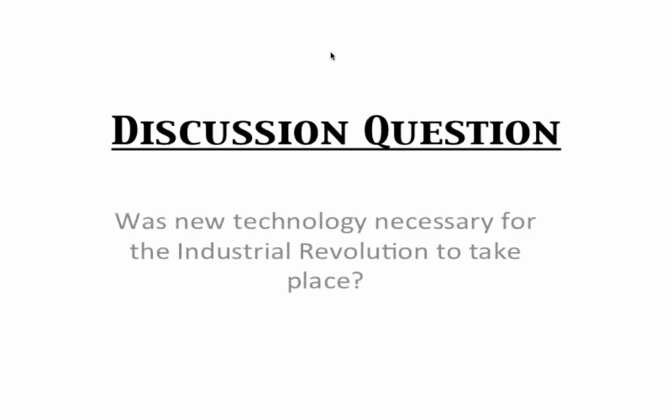So we're at the end of this section, and here's your journal question. Do you think that new technology was necessary for the Industrial Revolution to take place? And as you know, you need to explain why, and you should probably include some examples in there. I gave you quite a few examples of different technologies, and you need to explain if you think that technology was necessary.